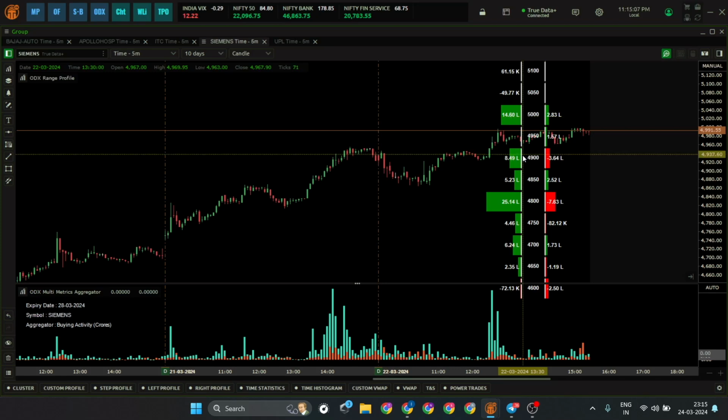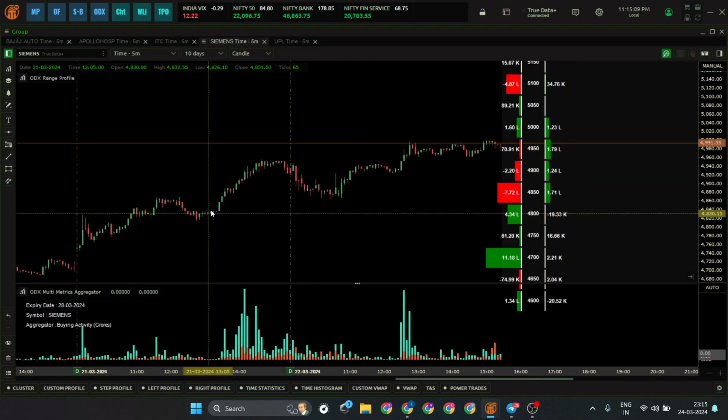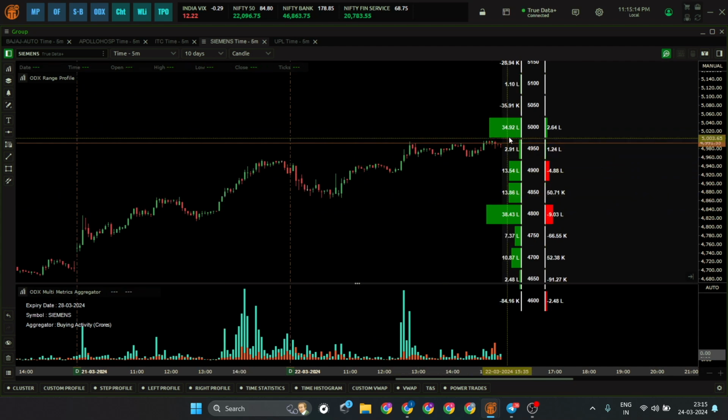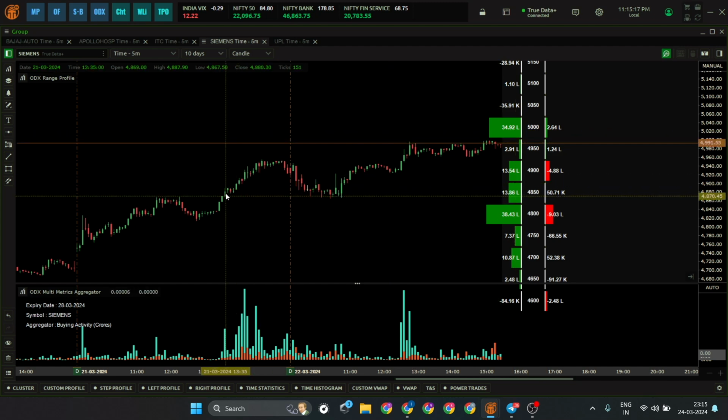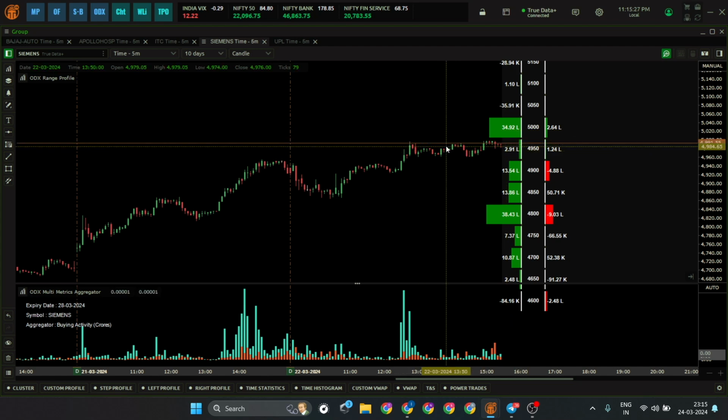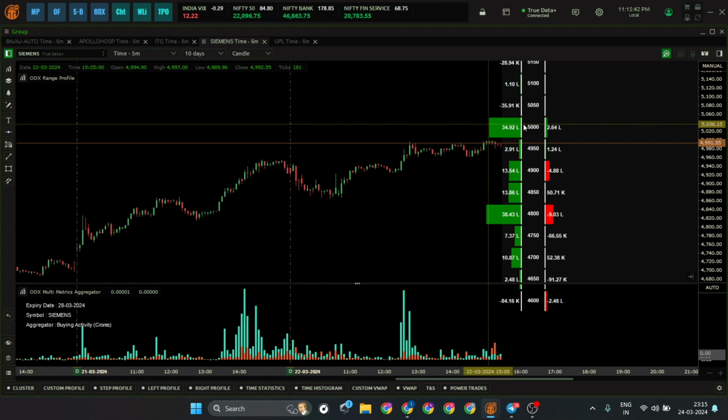There is a high probability from here after this candle. After this candle, on this spike, we have seen almost 34.92 lakh. You can see 34.92 lakh contracts on 5000. So mostly it will reach the 5000 mark, and if you see these areas, it almost reached the 5000 mark. If I am not wrong, it is almost 4 rupees less, so it almost reached the 5000 target which is showing here.